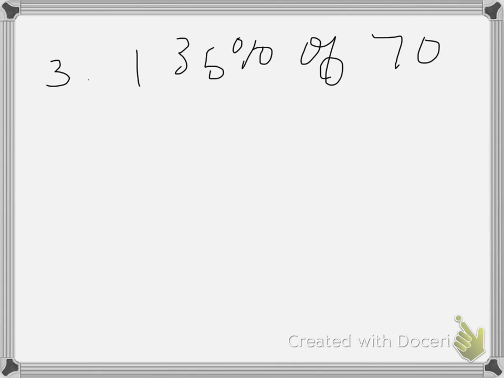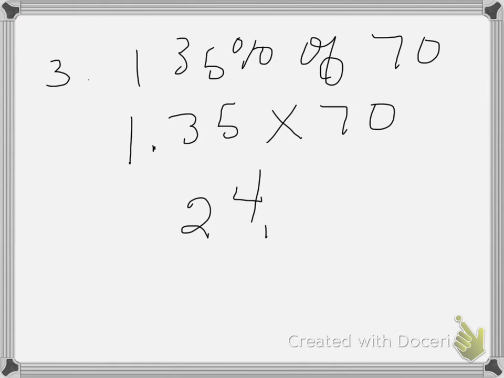Number 3. So we can just multiply straight across. If you have 135% of 70. So we know we have to change the percent to what? A decimal. So that changes to 1.35 times 70. So when you multiply that, what did you get? You're right, 24.5.